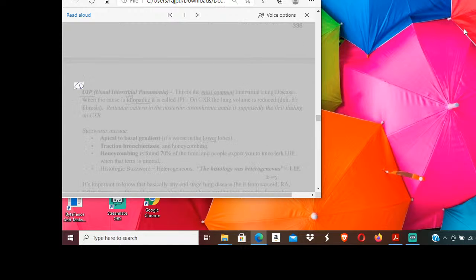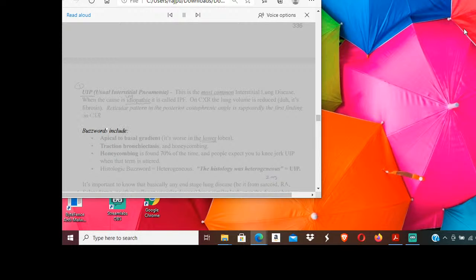336. UIP, usual interstitial pneumonia. This is the most common interstitial lung disease. When the cause is idiopathic, it is called IPF. On CXR, the lung volume is reduced, it's fibrosis. Reticular pattern in the posterior costophrenic angle is supposedly the first finding on CXR.